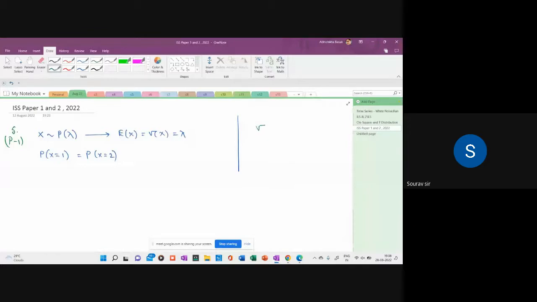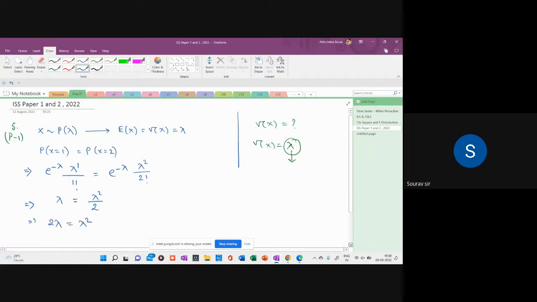We know variance of X is equal to lambda. So if we can find lambda, it will be easier to find the answer. It is basically e to the power minus lambda, lambda to the power 1 by 1 factorial, equal to e to the power minus lambda, lambda square by 2 factorial. Since e to the power minus lambda is positive, we can cancel it out from both sides. It gives lambda equals lambda square by 2. So 2 lambda is equal to lambda square.